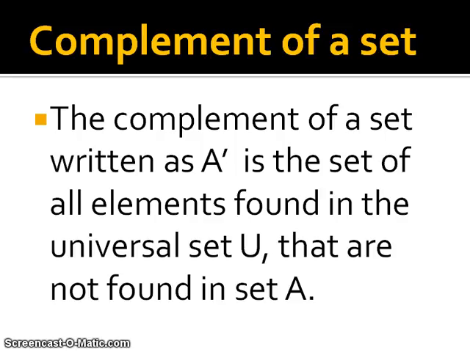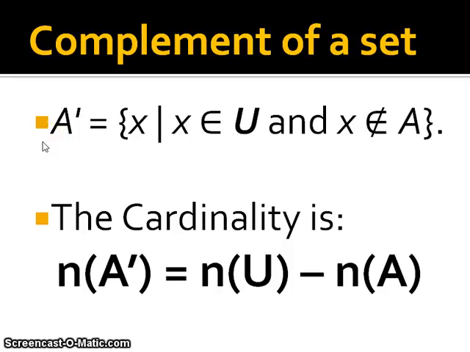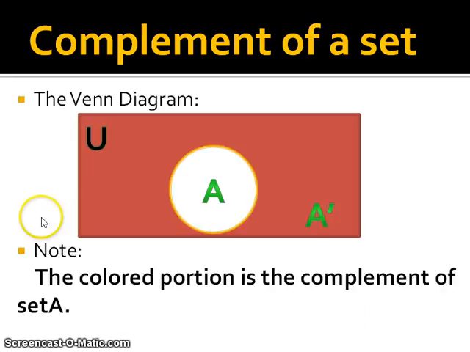So the complement of a set A, written as A prime, is the set of all elements found in the universal set U but are not found in set A. Writing the notation, we have A prime, or the complement of A, contains X such that X is an element of U and X is not an element of A. And the cardinality is: the number of elements in the complement of A is equal to the number of elements in U minus the number of elements in A.